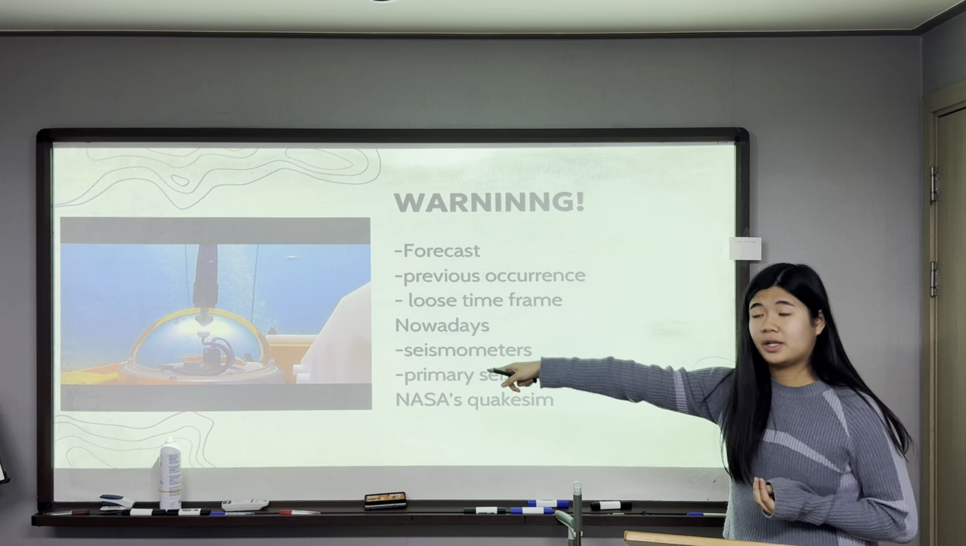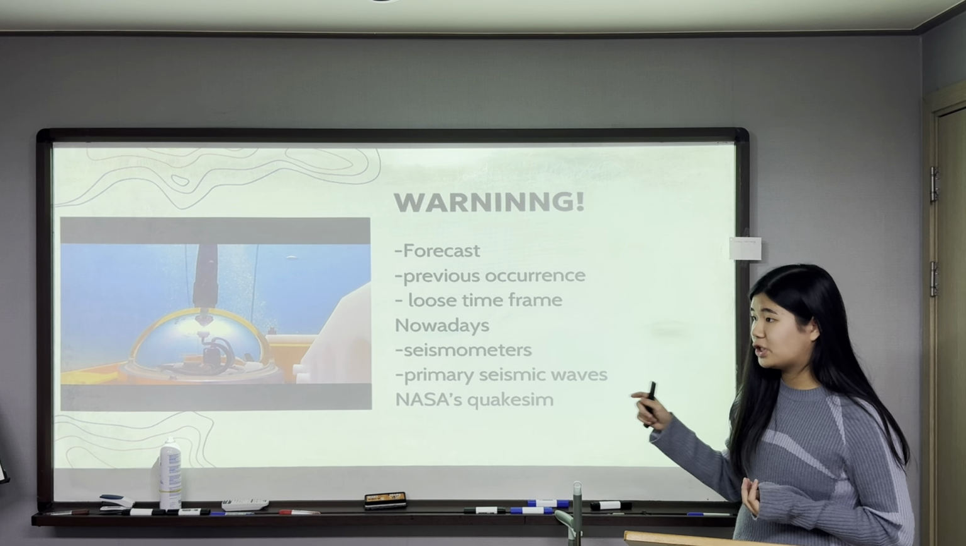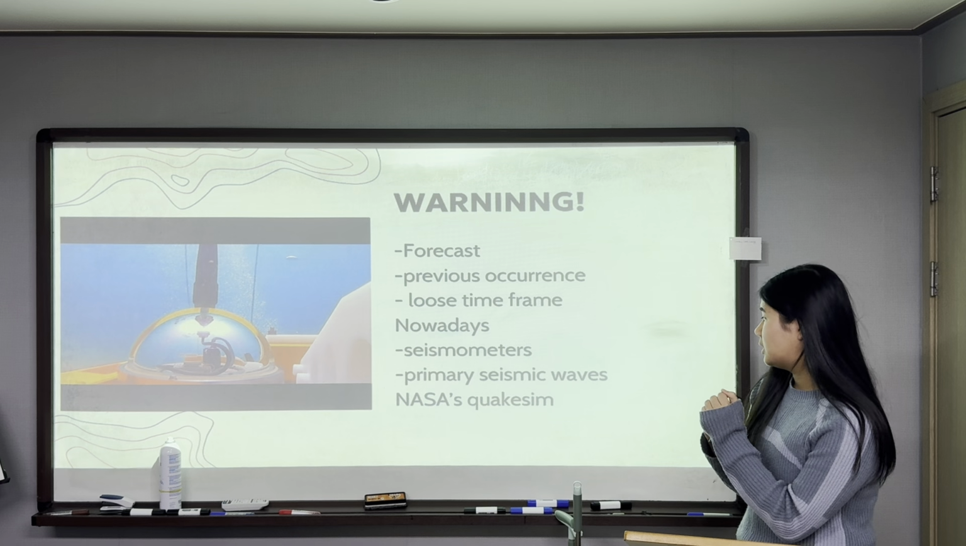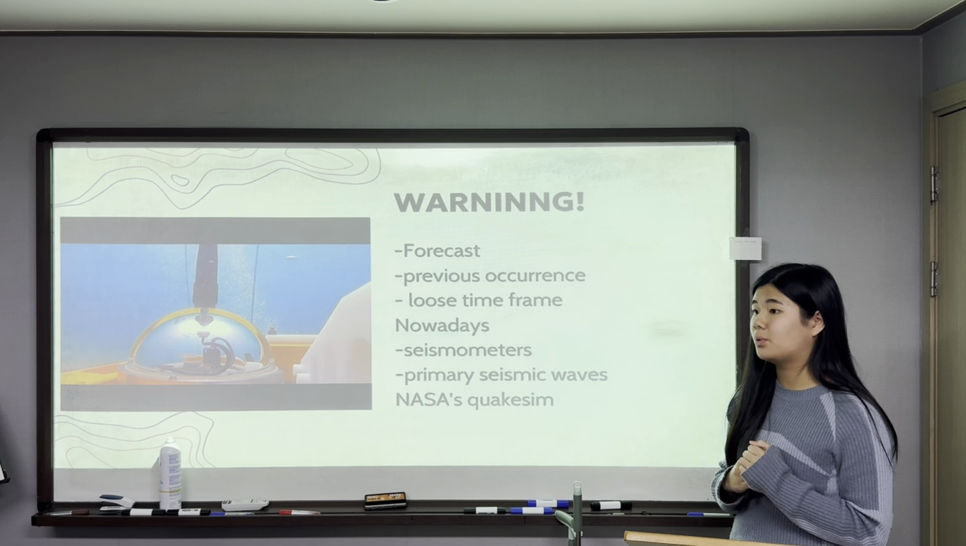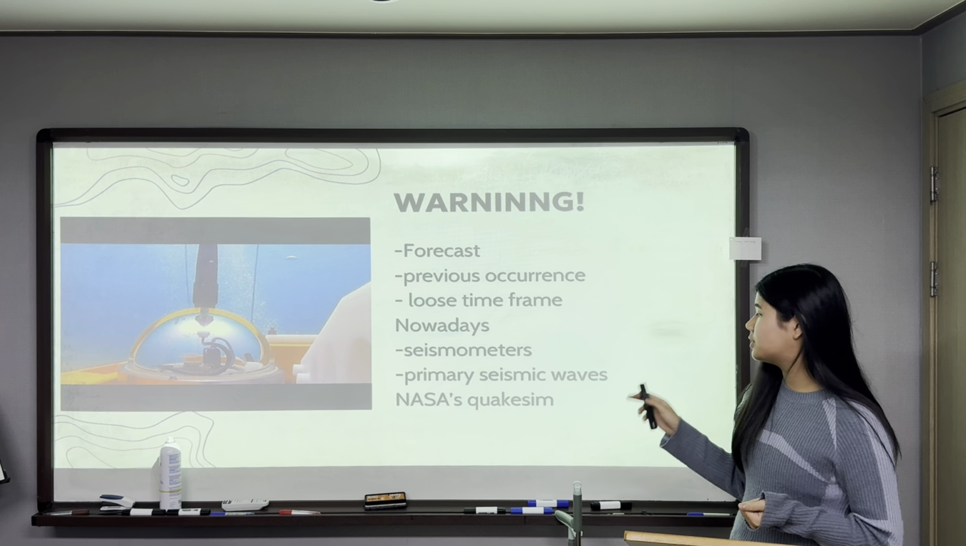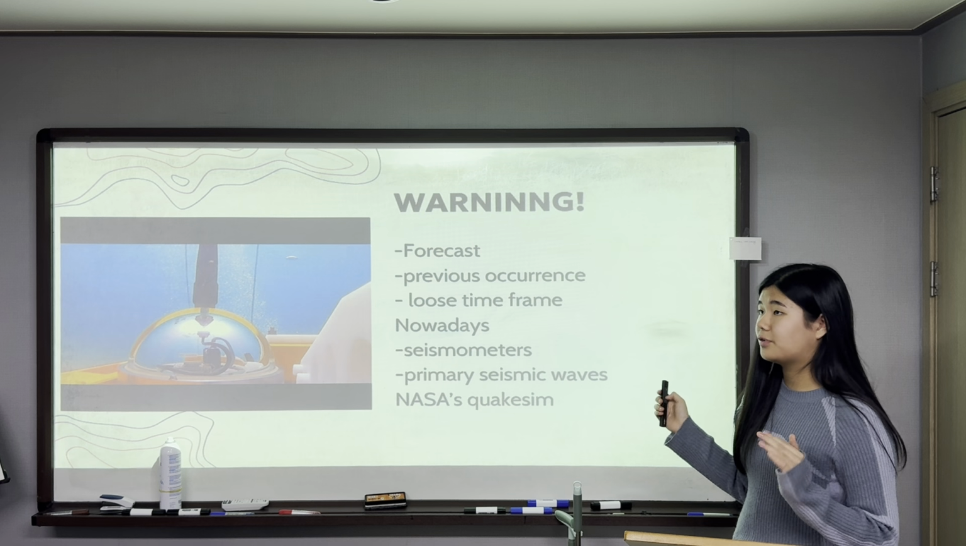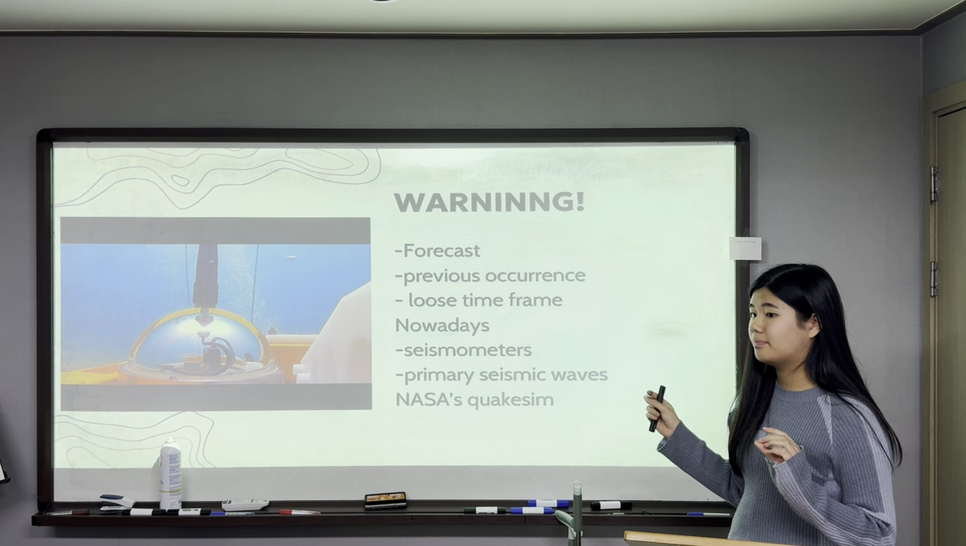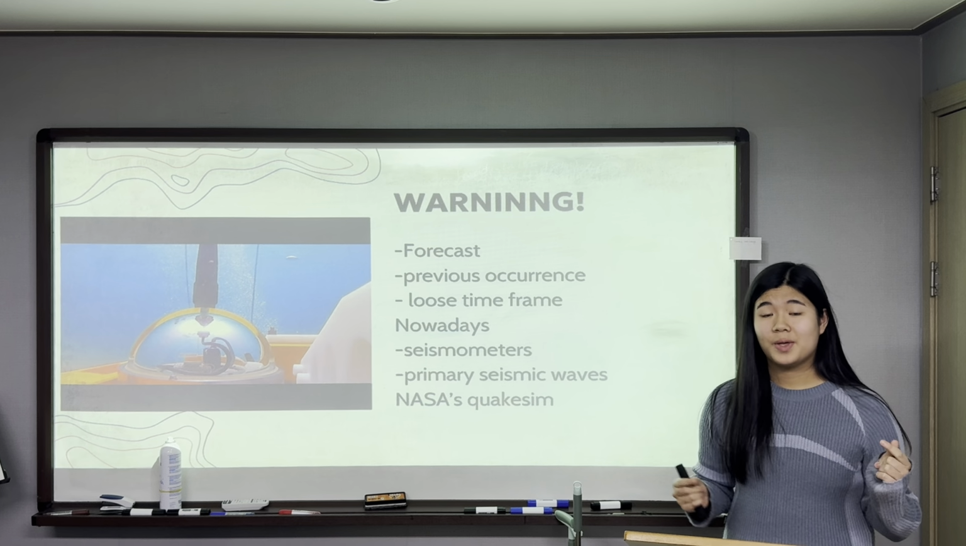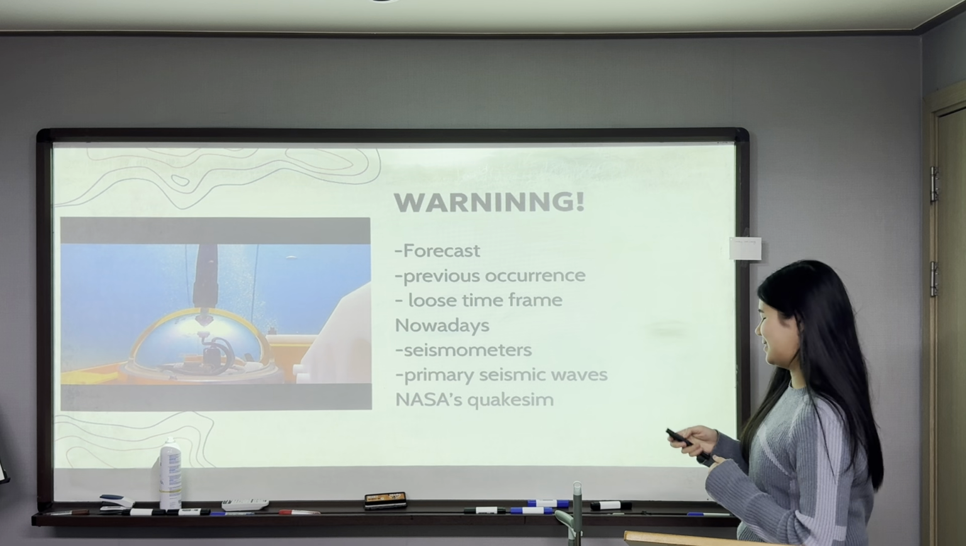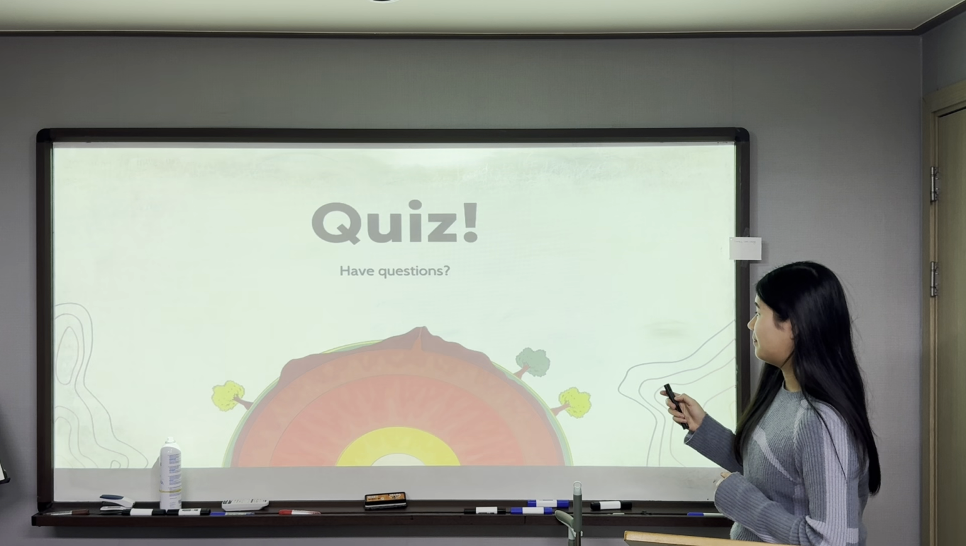That's a seismometer right there. And underground, we track the tectonic plates and seismic waves, so we can know if the earthquake is going to happen. There is also NASA's QuakeSim, which is a very high-tech material that can help predict the earthquake.